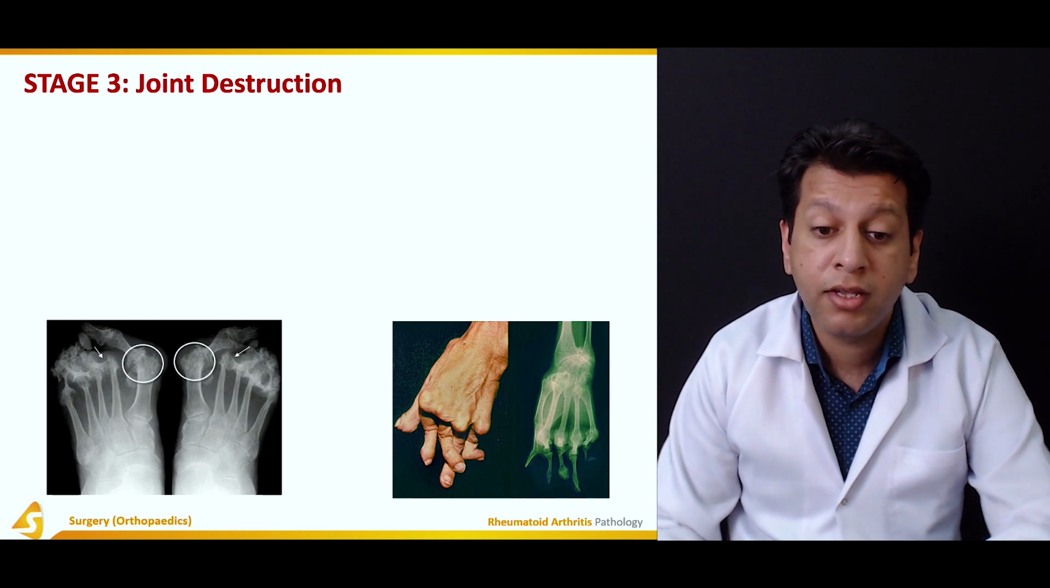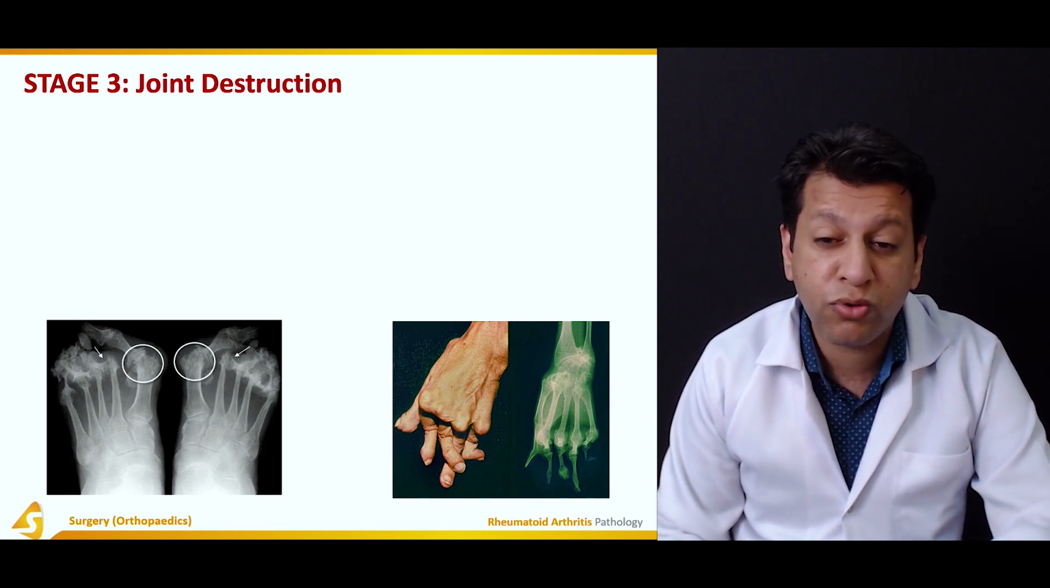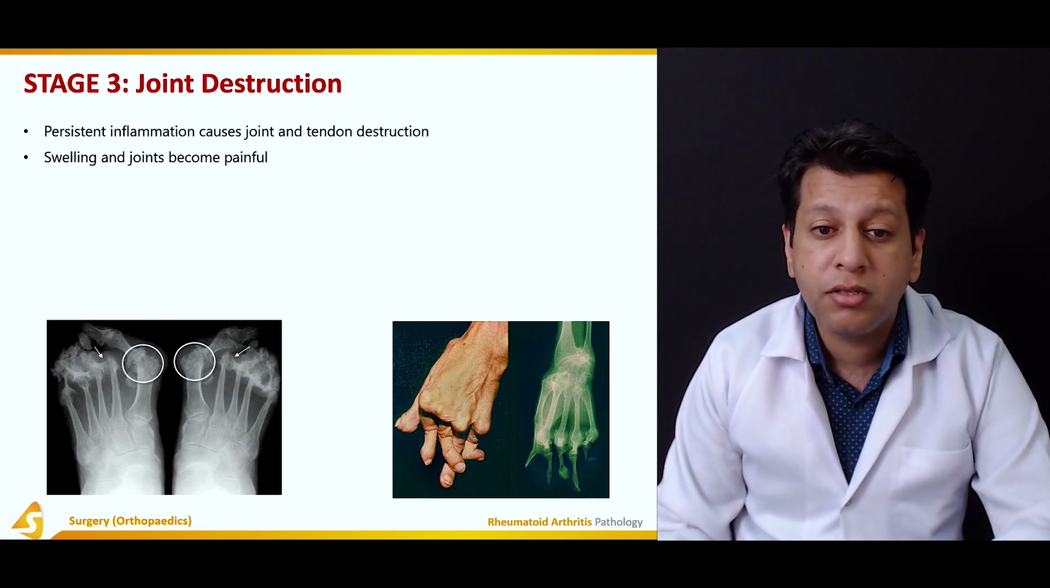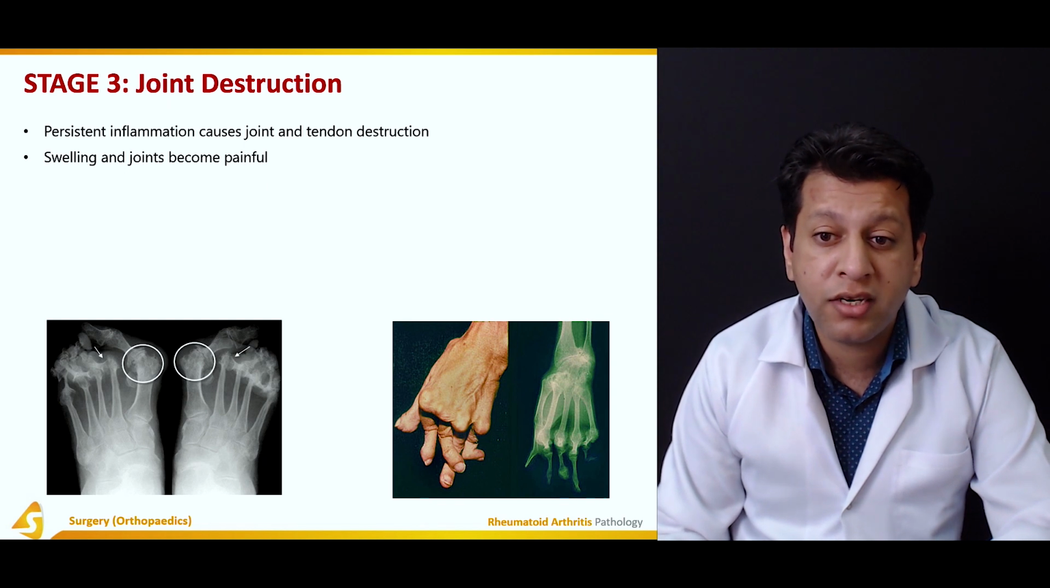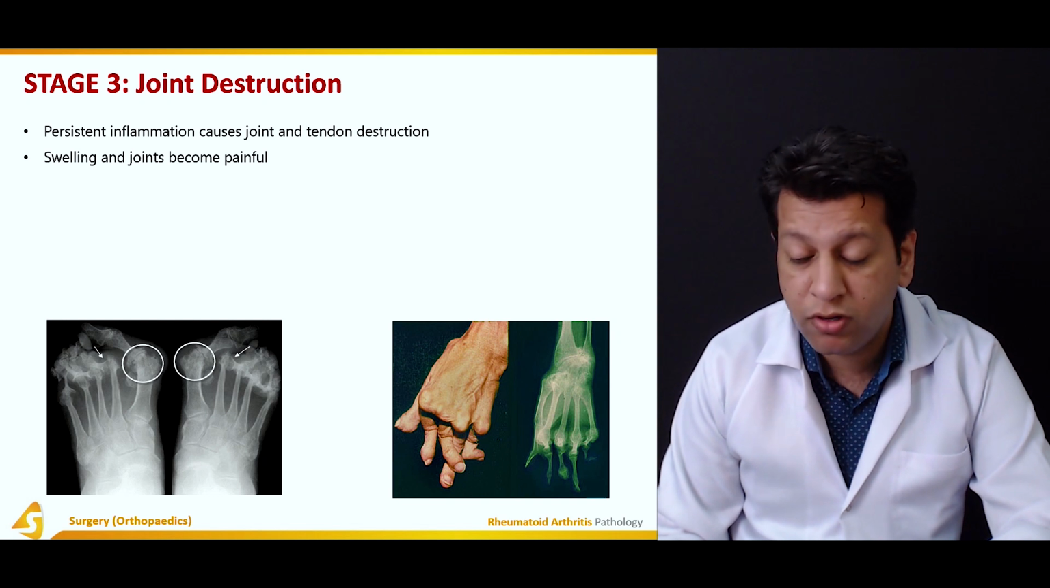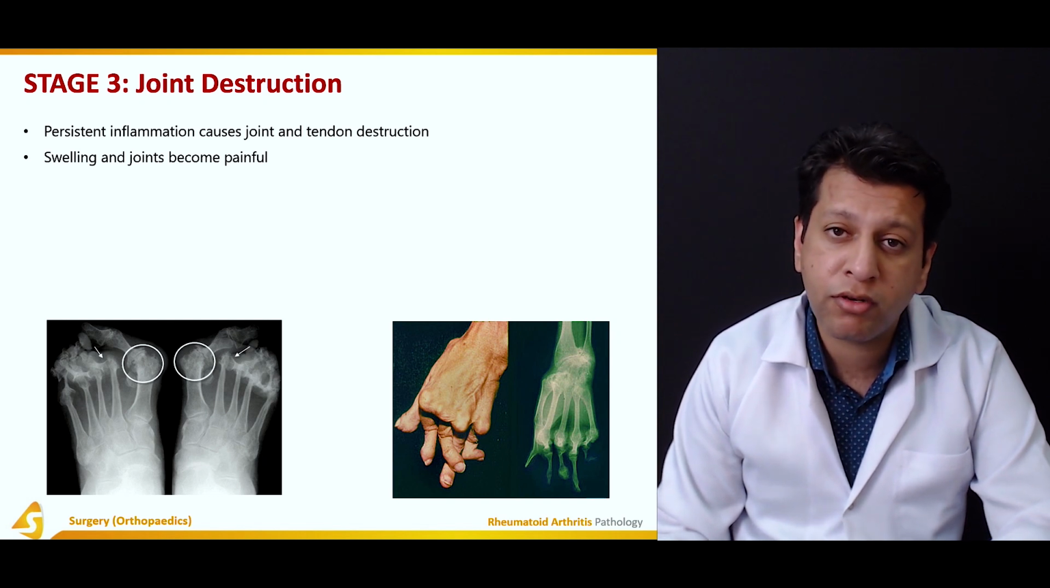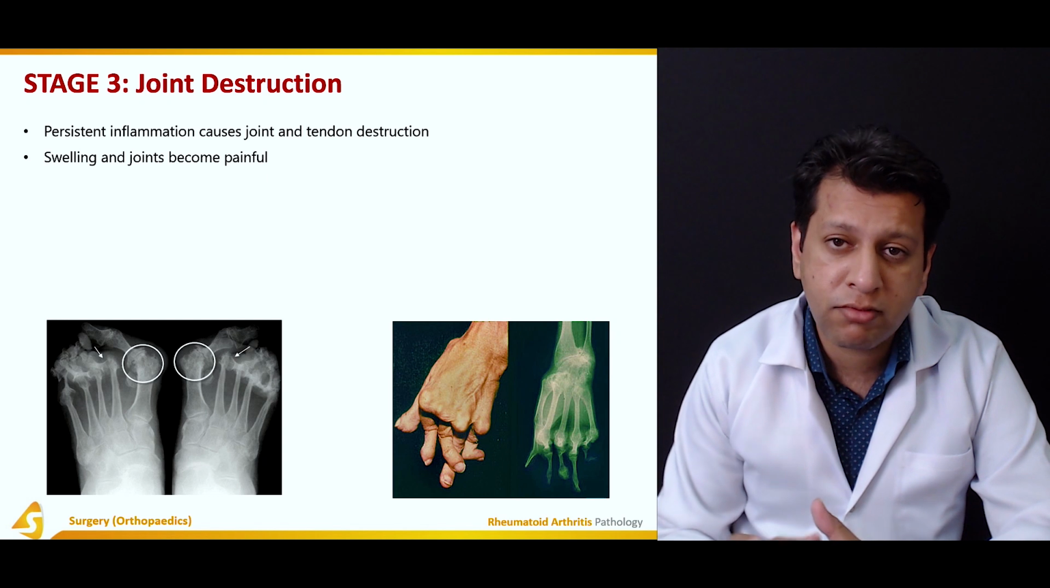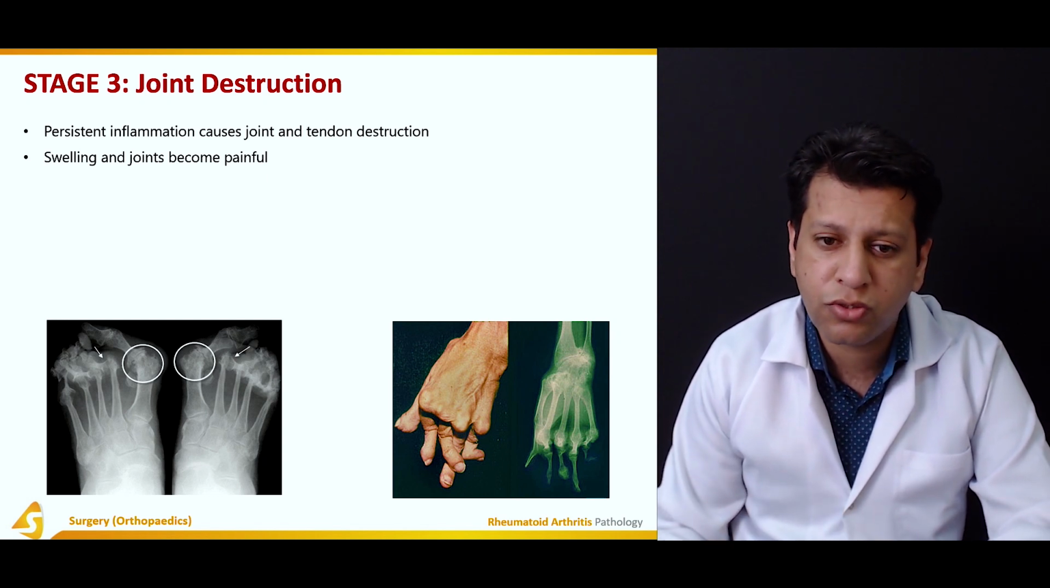The next stage is the stage of joint destruction. Persistent inflammation causes joint and tendon destruction. There is swelling and the joints become painful. Why is there swelling? Because of increased production of synovial fluid, and as the joint is a closed space, this increased production results in swelling of the joint.